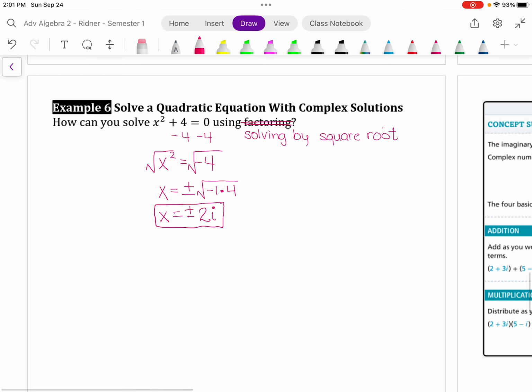And that's going to conclude imaginary numbers.